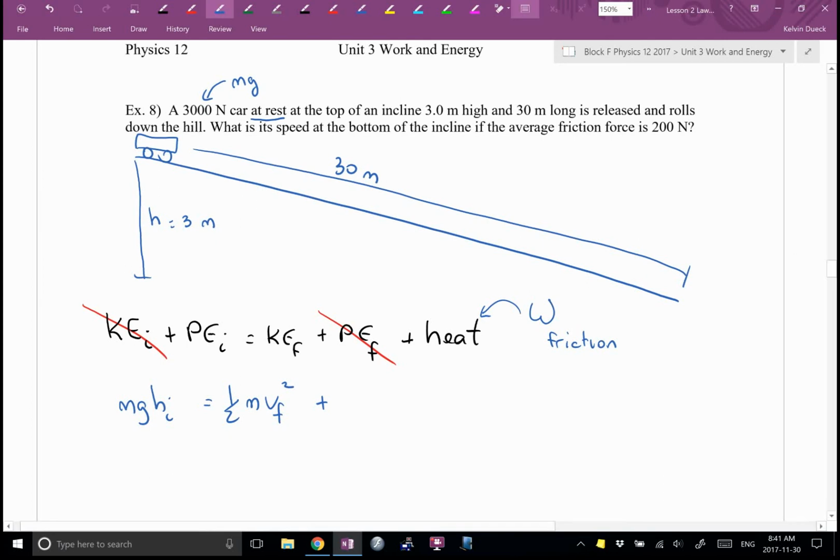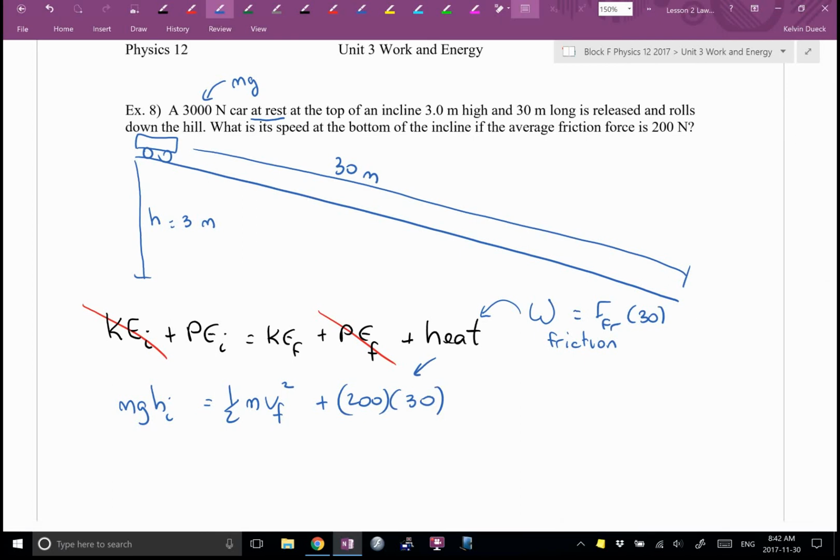Did they give me a friction force? Yeah. Now the force and the distance had to be in the same direction. Which distance in my diagram is in the same direction as friction? The 3 or the 30? Yeah, the 30, because friction acts along the surface. So I'm going to argue that this is really going to be the force of friction times 30, and that's what I'm going to put down here. I'm going to put friction times 30. There's my heat.